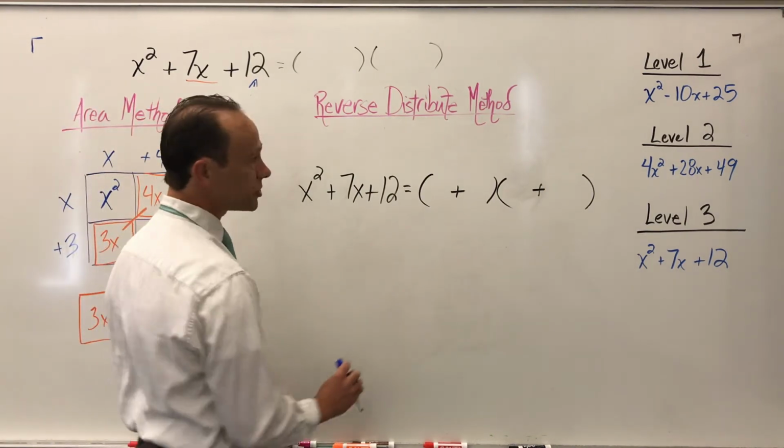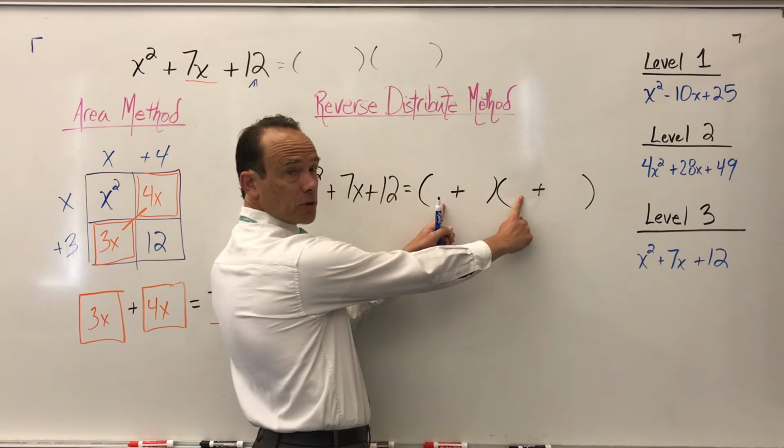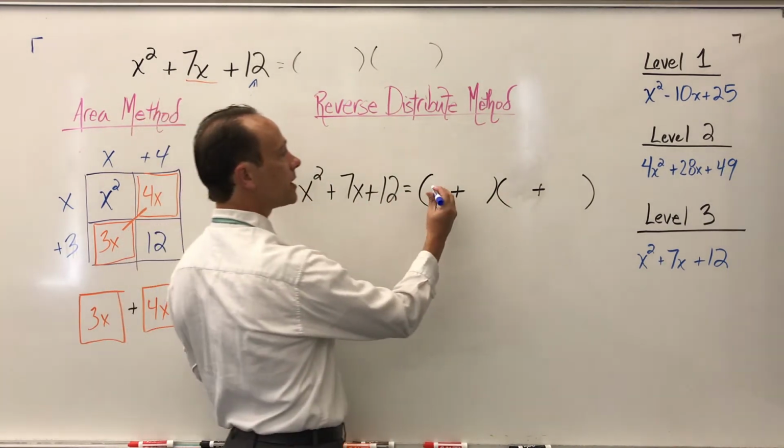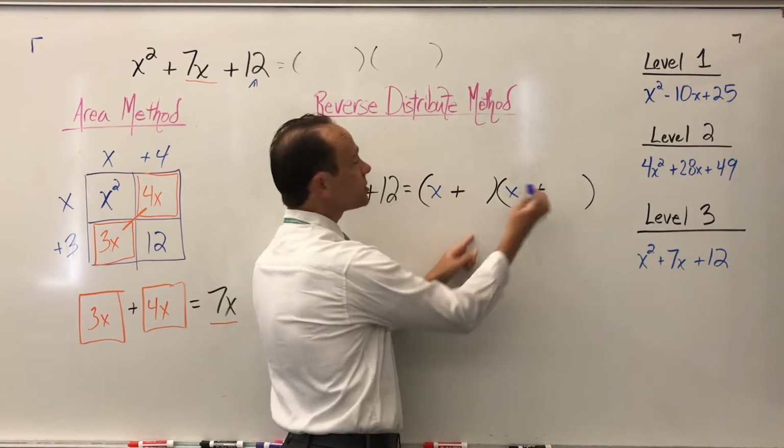And now what I want to do is set up to make sure that we know this multiplication's got to get us the x squared. So let's make that work. Let's make these two get us to 12.